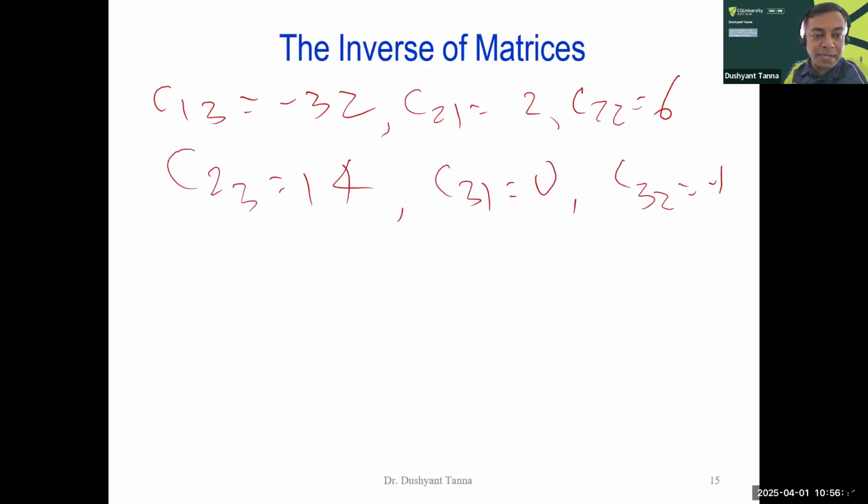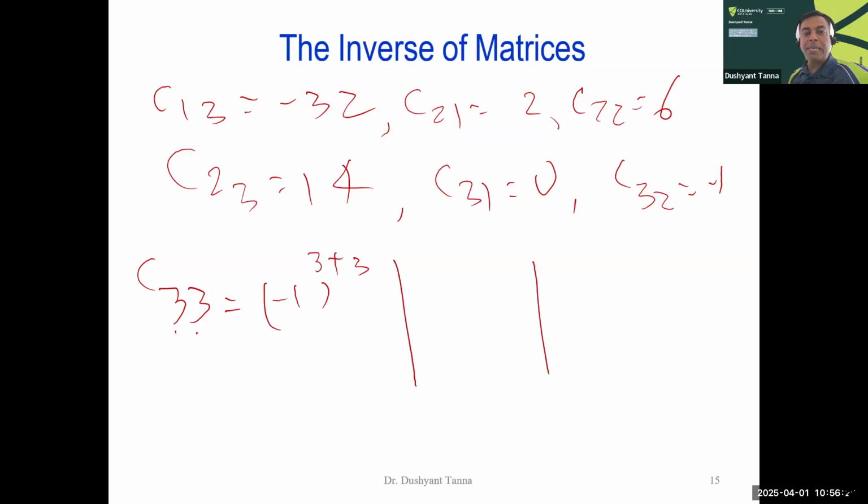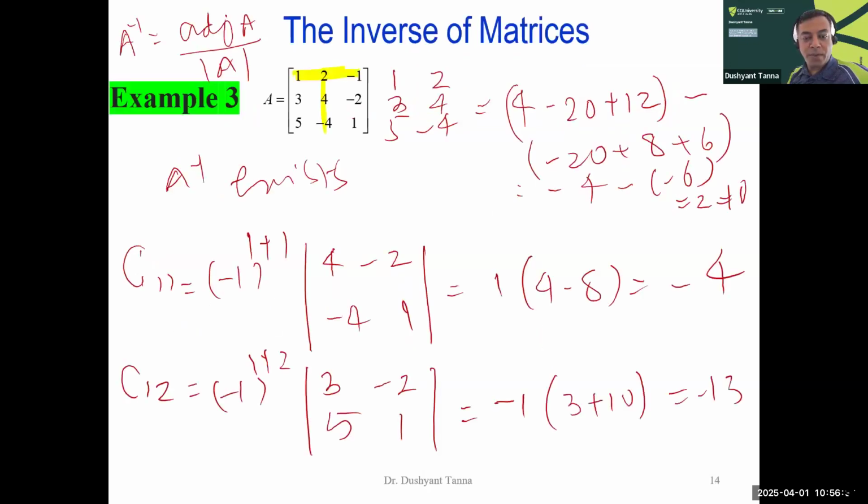I'll do the last bit again just in case. C33. So what is the outside? Minus 1 power, both these suffixes, that is 3 plus 3. Okay, inside is the determinant, which is excluding the third row, third column. So if you go back here, I'll clear this highlighter effect and apply another highlighter. I'm talking about 3, 3. So this is gone. This is gone.